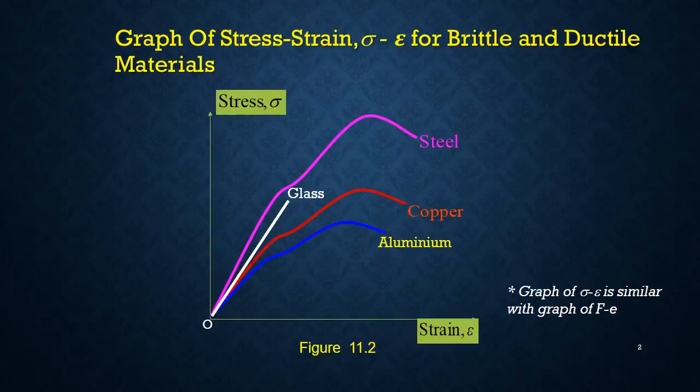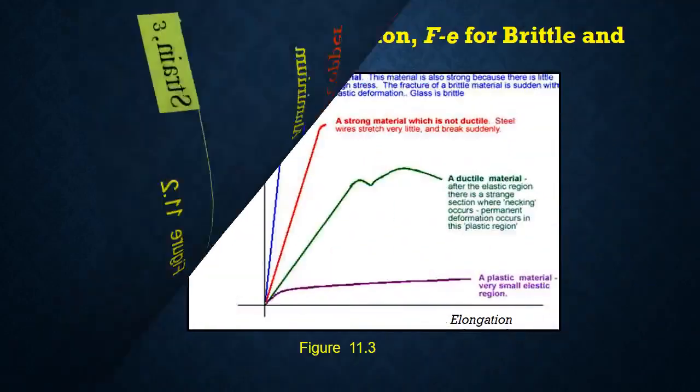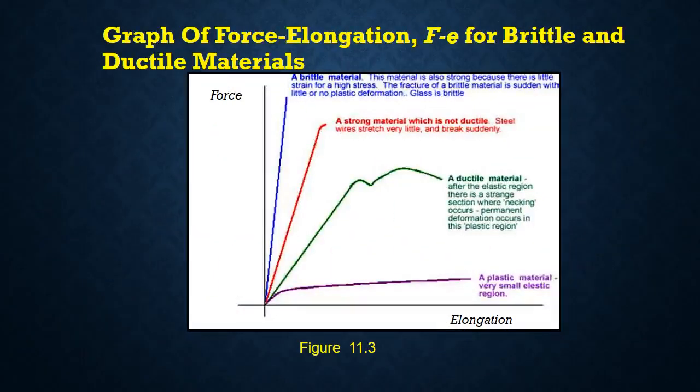The graph of stress versus strain is similar to the graph of force versus elongation. The behavior of a material can also be deduced in the form of a graph of force versus elongation.